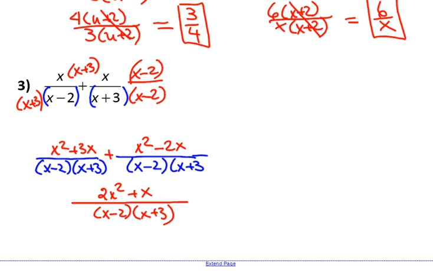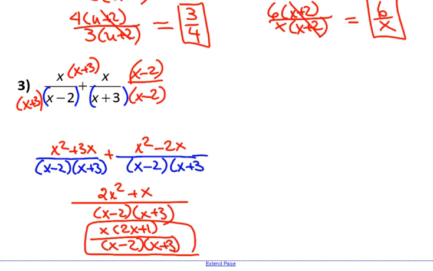And you might notice that that really is not going to reduce, but you can go ahead and do it anyway. x times 2x plus 1 over x minus 2 and x plus 3. And that does not cancel anywhere. So my final answer.